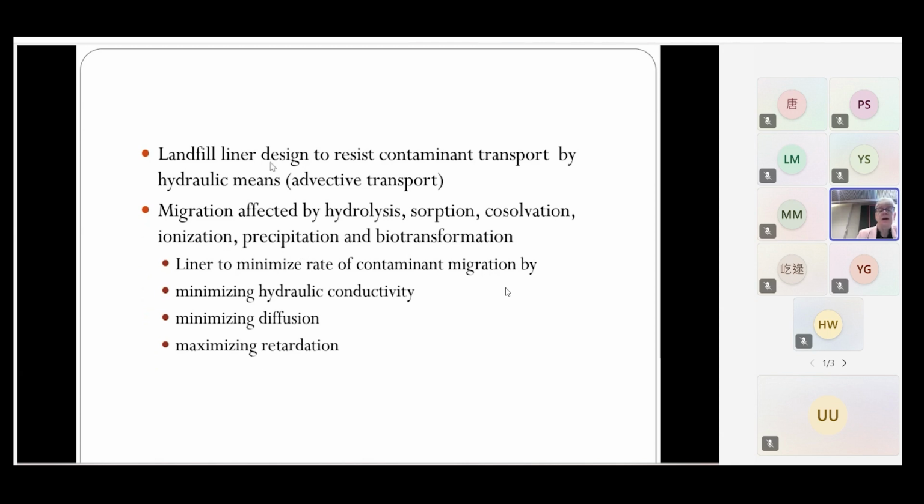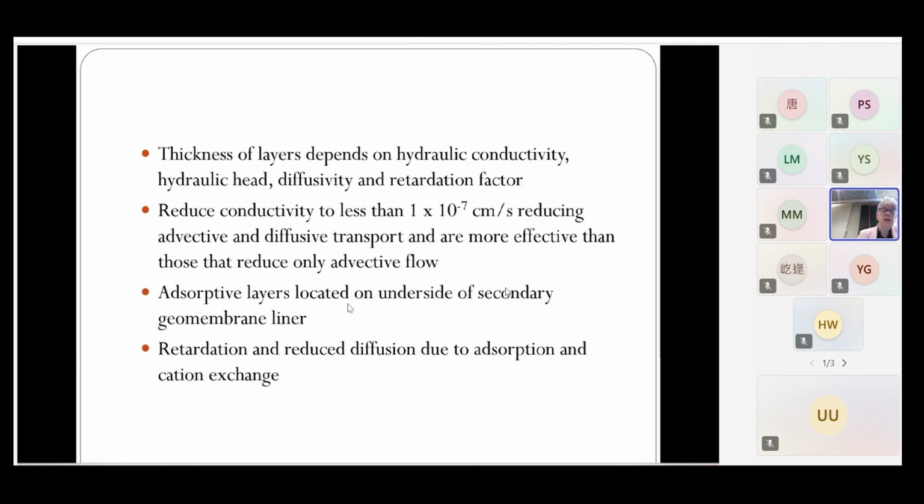Basically you'll have this transport of contaminants through your landfill liners. So you want to have a very low conductivity system and high absorption. That's basically what you want underneath your landfill.